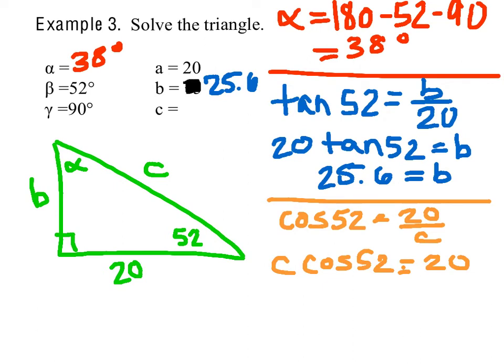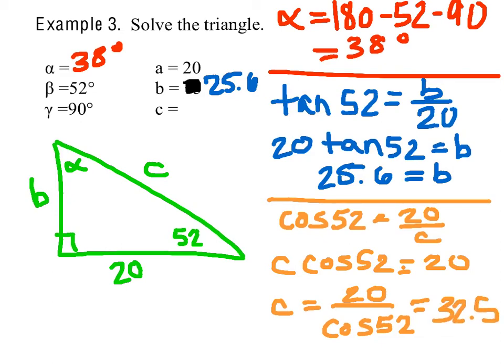Now to get c by itself, you're going to go ahead and divide both sides by the cosine of 52. So you'll get 20 divided by the cosine of 52. Go ahead and enter that in your calculator, and you should get 32.5. So c is going to be 32.5.